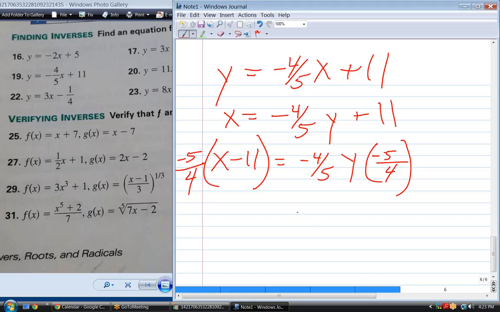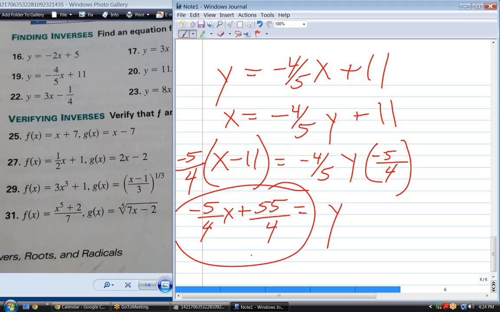What's that leave on the right side? Y. And what's it leave on the left? Negative 5/4 x plus 55/4. And there is your inverse function right there.